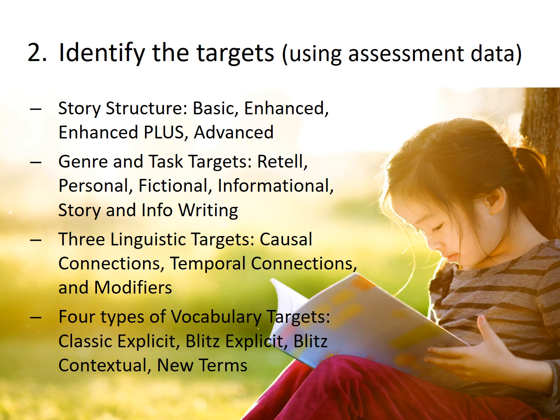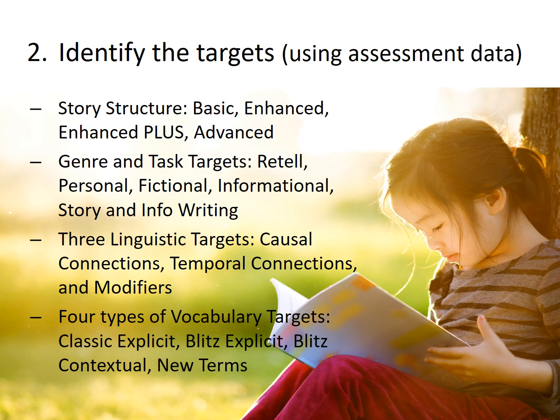You absolutely have to determine a story structure. Is it going to be basic, enhanced, enhanced plus, or advanced with level J? Have to choose that. You also need to choose your genre and task targets. Are you going to be teaching retells and personal stories, fictional stories, informational passages, and then story and information writing? Okay, so you have to combine the first one with one of the second ones. Then you can also add in linguistic targets like causal connections, temporal connections, and modifiers.